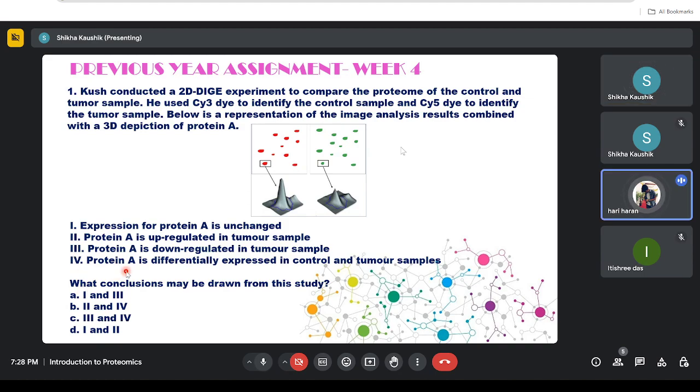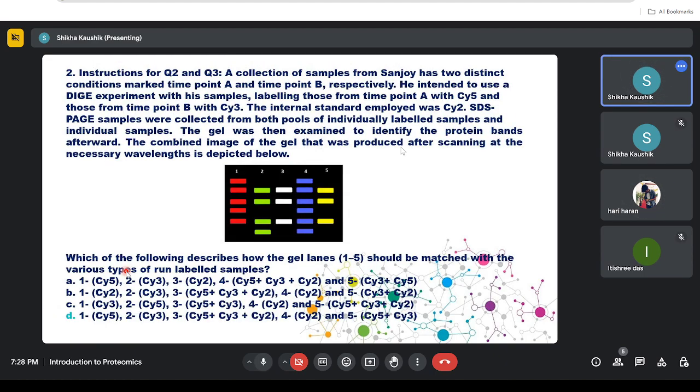Yeah, ma'am, I get it now. It should be B then. I was a little confused, but protein A is differentially expressed, that is, there is a difference between control and tumor, yes. And what is the difference? That it is upregulated in your tumor sample. The answer here is B. Then next question.